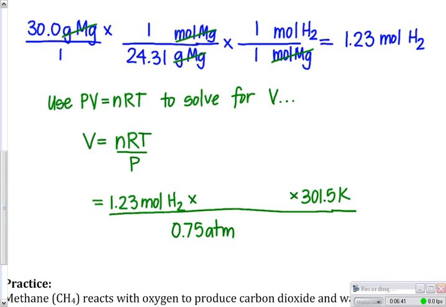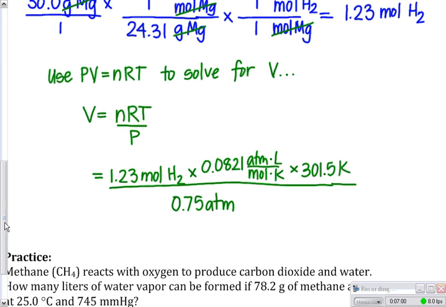Now, the only thing that's missing is our R value. Since the pressure was given in atmospheres, I'm going to use an R value that's in atmospheres. So I'm going to choose to use 0.0821 atmosphere liter over mole K. Now, a lot of you are going to crunch numbers in your calculator, which is just fine to do. And when you get your calculator answer, you should get 40.6 liters.